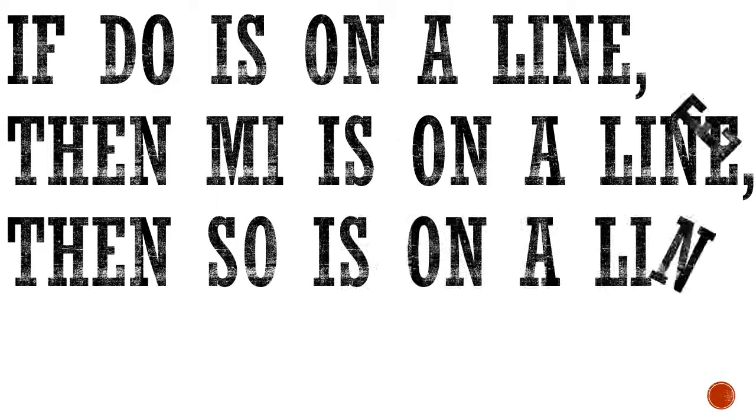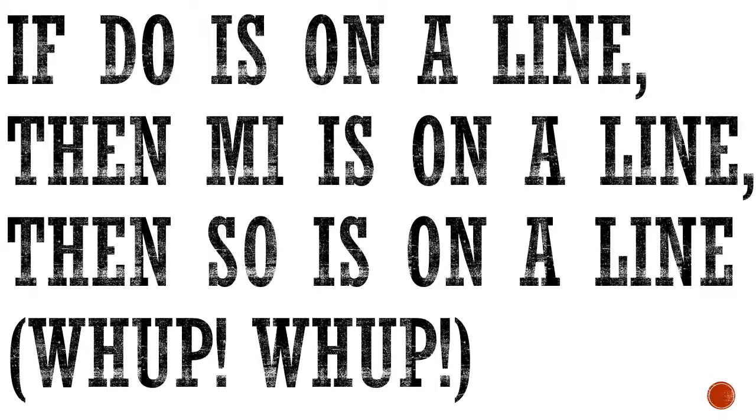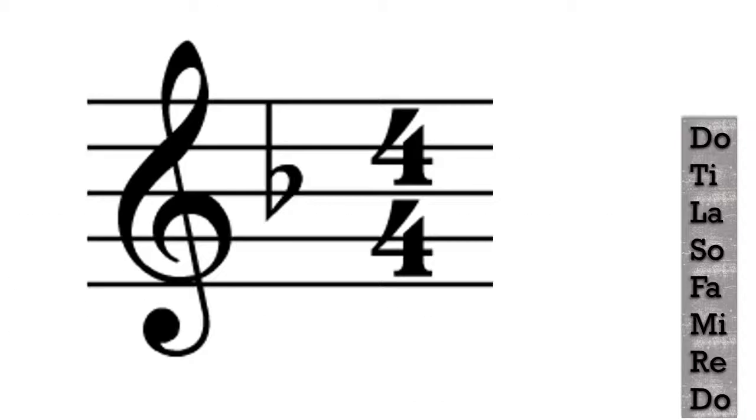Once again, if do is on a line, then mi is on a line, then so is on a line. Whoop, whoop. Now, this begs the question: what if do is not on a line? If do is on a space? Let's look at this one. Remember, we have flats, and the last flat is fa, which means that this is fa. Now, if we work that backwards, fa, mi, re, do, we know that do is here.